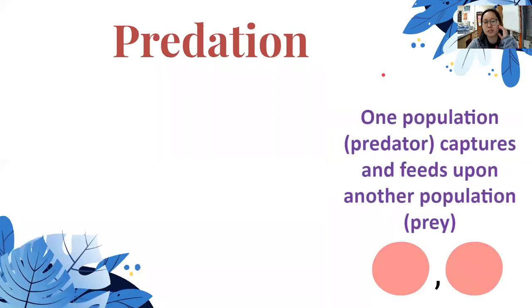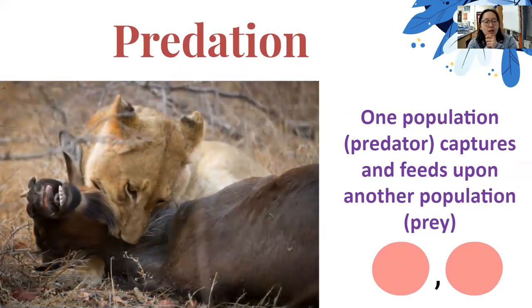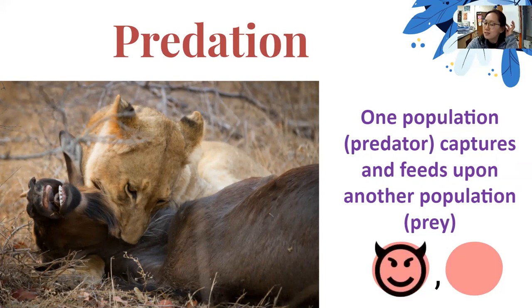Predation is pretty self-explanatory. It's when one population, aka the predators, capture and feed upon another population, which would be the prey. So here's an example of a lion catching and killing and planning to eat a wildebeest. And in this case, you can clearly see that the lion is going to get food and is happy with the catch as the predator, and the wildebeest is dead. So that's not going to be a positive impact, right? That would be a negative impact on the prey.